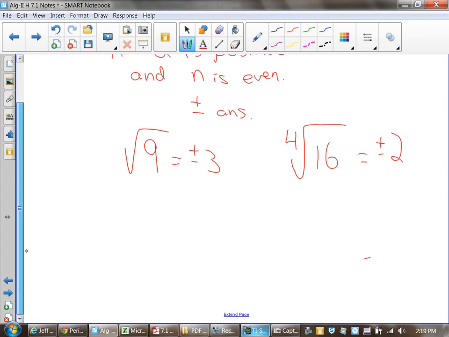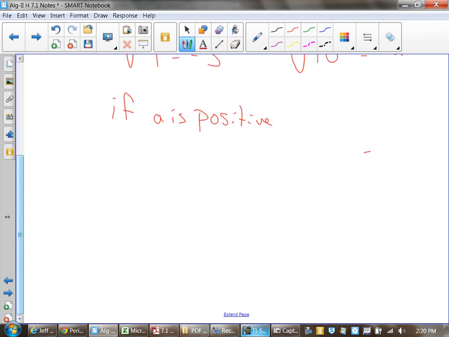The other part of this is if a is positive or negative, we'll do the positive one first. And n is odd. You have one answer. Really easy example. We just saw this a second ago. The cube root of 8. That's not going to be a plus or minus. It's just going to be the positive value of 2.